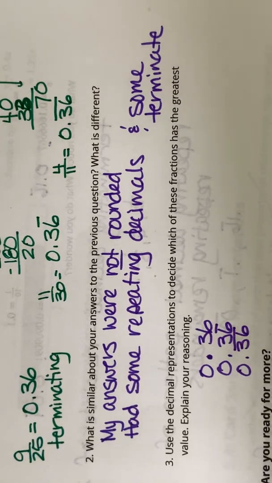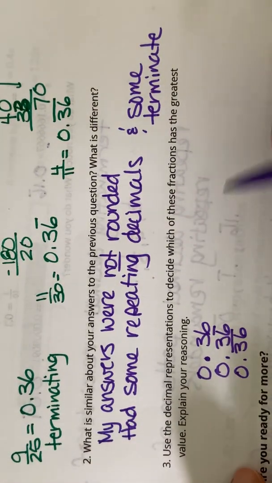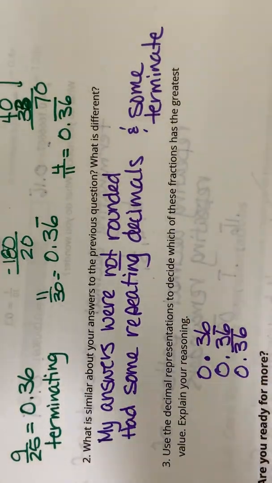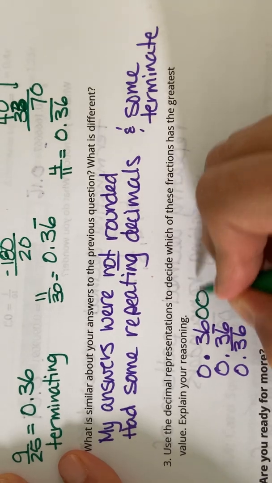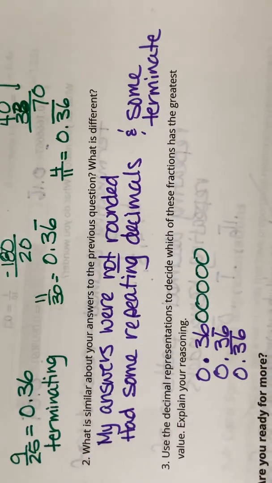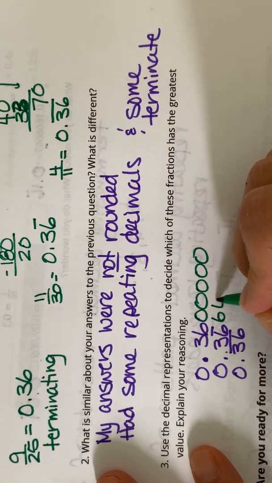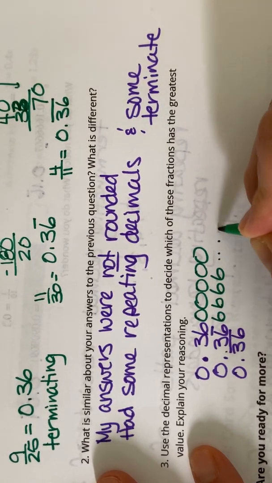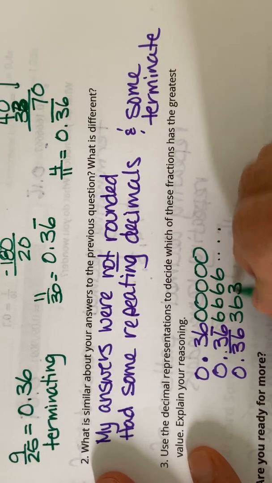All right, so right now it's really hard to tell, but if I just added some zeros on here, or continued my, so this would just go 0, 0, 0, 0, 0. It doesn't matter how many zeros I add to it. This is going to go 3, 6, 6, 6, 6, 6, and it would keep going, right? This would go 0.36, 3, 6, 3, 6.